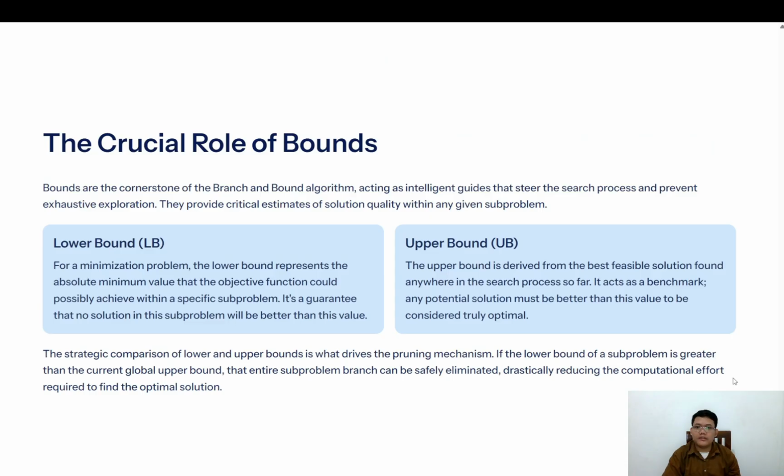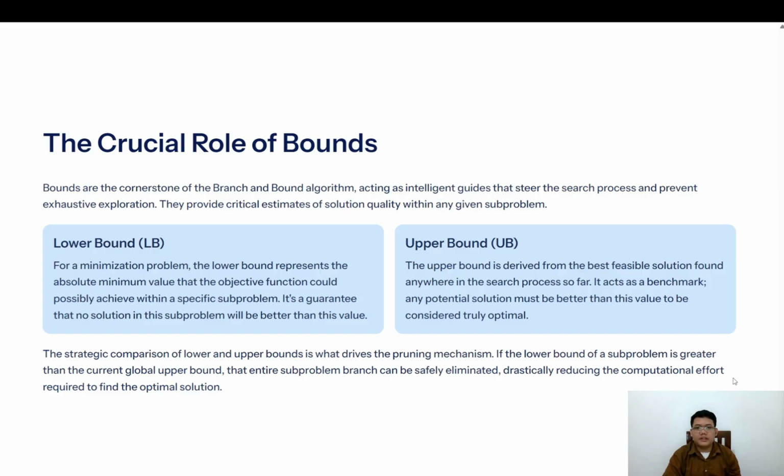The crucial role of bounds. Lower bound. For a minimization problem, the lower bound represents the absolute minimum value that the objective function could possibly achieve within a specific subproblem. It guarantees that no solution in this subproblem will be better than this value.